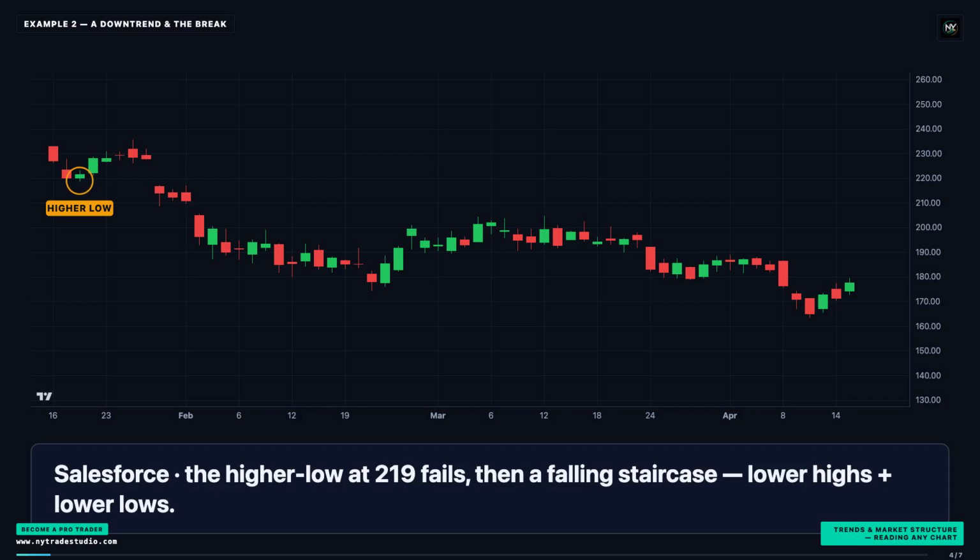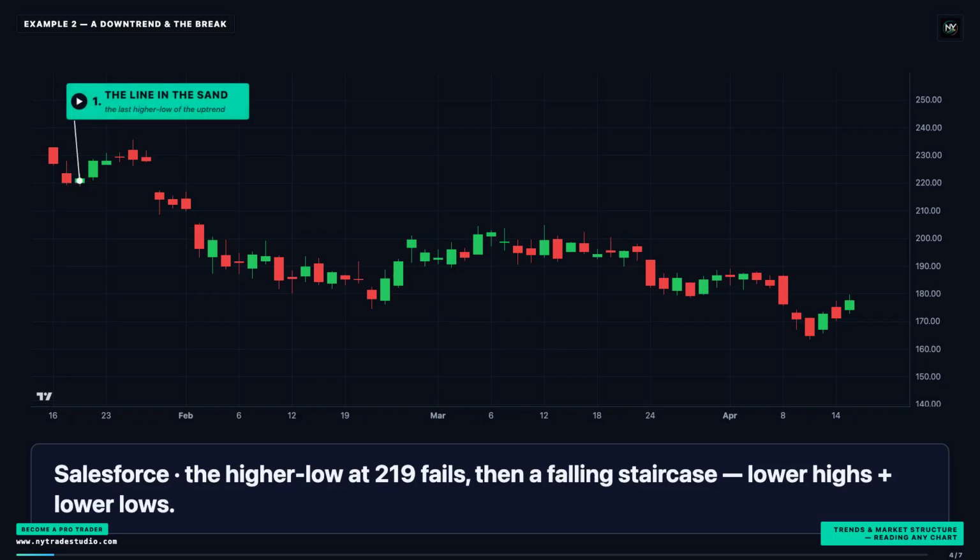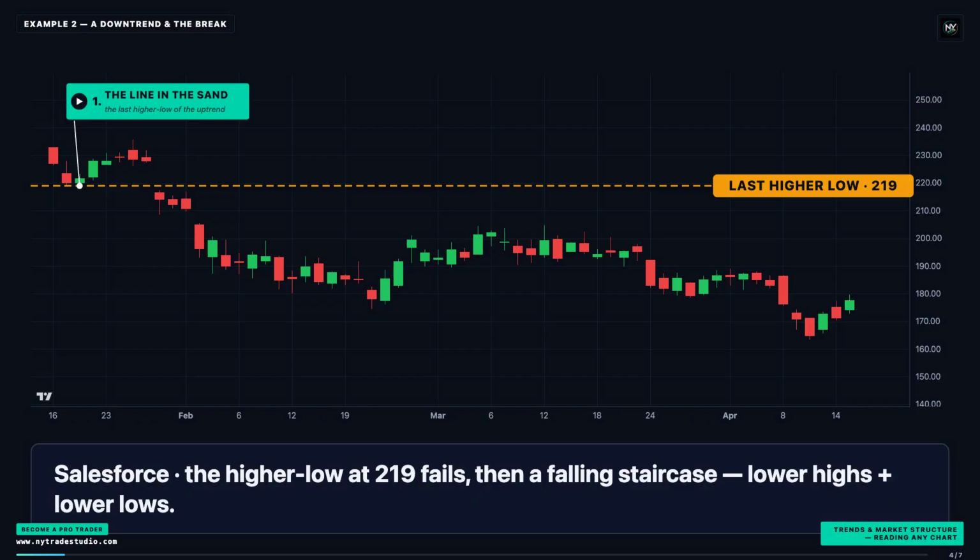Remember the rule from the diagram: the higher low is the line in the sand, and while price keeps bouncing above it, the buyers are still in charge. So I am marking that level, 219, because it is the price that defines the trend. Now watch what happens next, because this is the whole point.